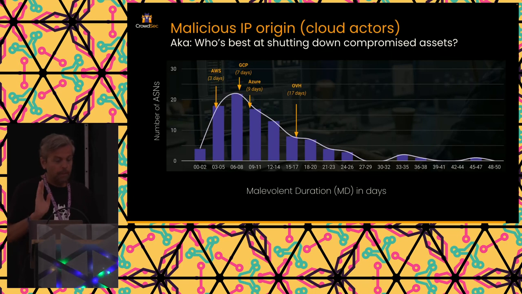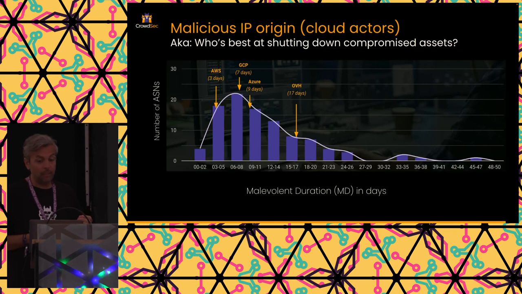This is an overview of selected cloud vendors and how good they are at cleaning up when a customer's VPS has been compromised. On the x-axis, there is what we call the malevolent duration, and that is the number of days an IP is reported by the community. So the average MD, malevolent duration, of all IPs in their ASN is an indicator of the due diligence in terms of dealing with compromised assets. And on the y-axis, there's the number of ASNs this cloud provider has.